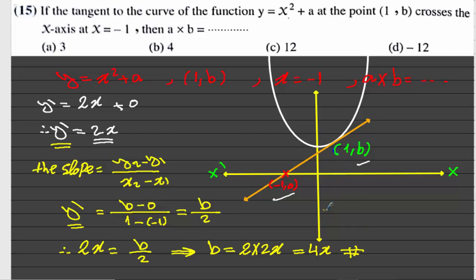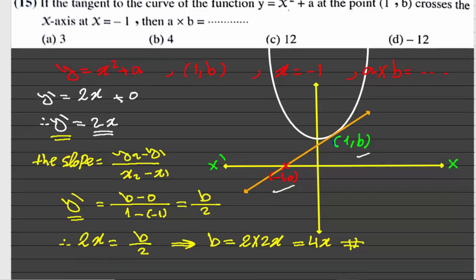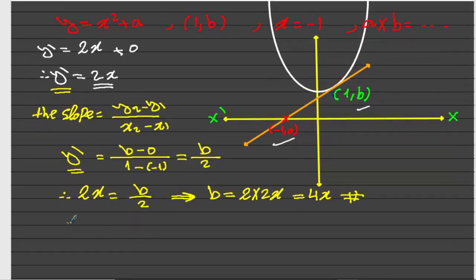Okay, when x equals 1, we can deduce b, because the tangent passes through the point (1, b). So when x equals 1, y equals b. Now we can substitute, so b equals 4 multiplied by 1, which equals 4. Okay, now we know that b equals 4.